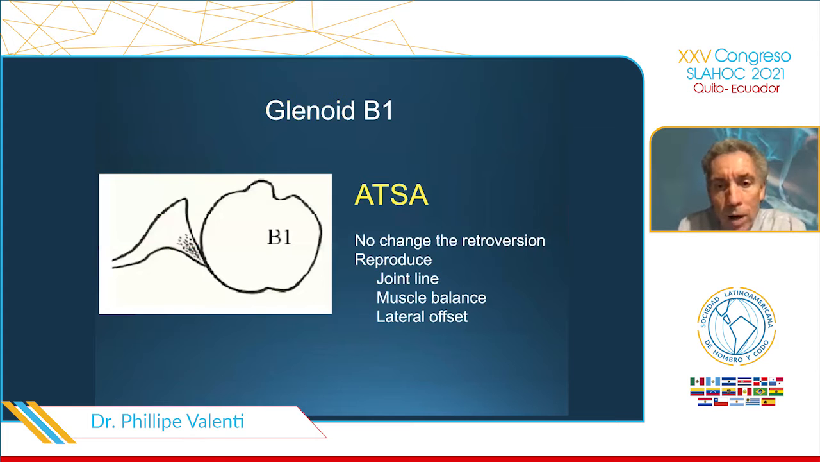In the Glenoid B1, mostly we use anatomic total arthroplasty. We don't change the retroversion. Retroversion of 5 or 10 degrees is acceptable. We try to reproduce a good balance of the muscles, the joint line, and the lateral offset.